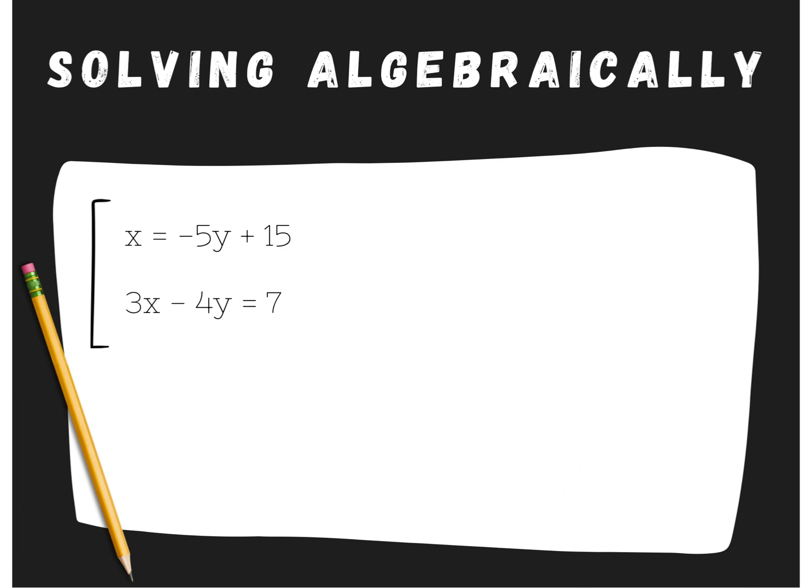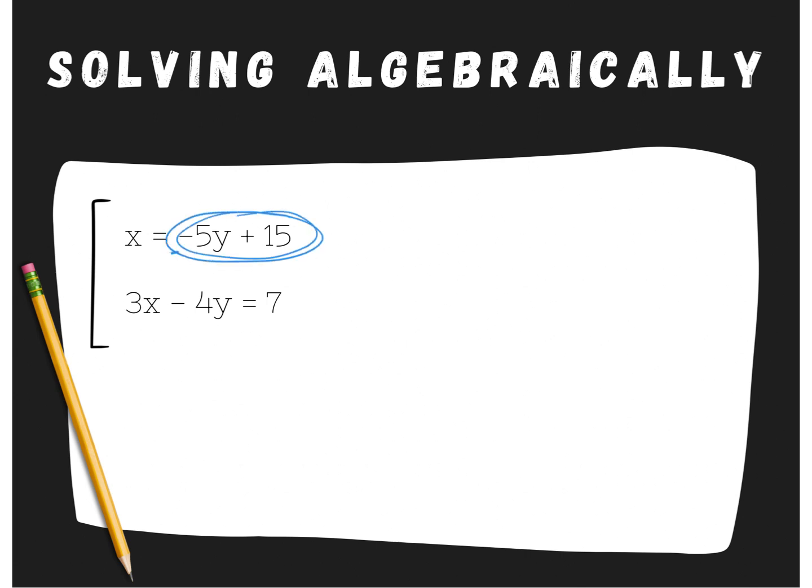Here's another example. In this one, I'm noticing that I have x isolated, and that's an important step. I didn't really talk about it in the first example, but it's important to recognize whether or not you have a variable isolated. In this case, I have x isolated, which means that I know what x equals. X equals negative 5y plus 15.